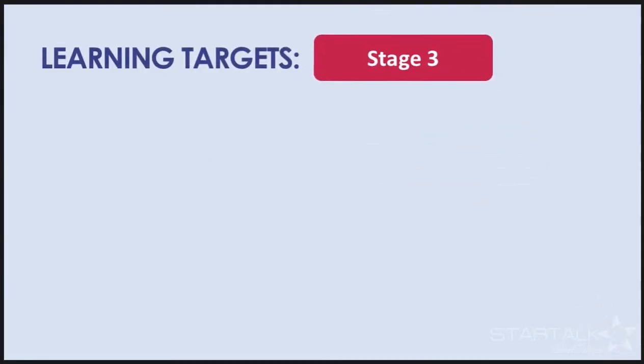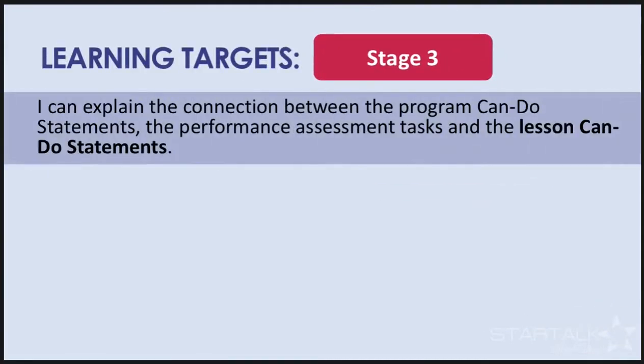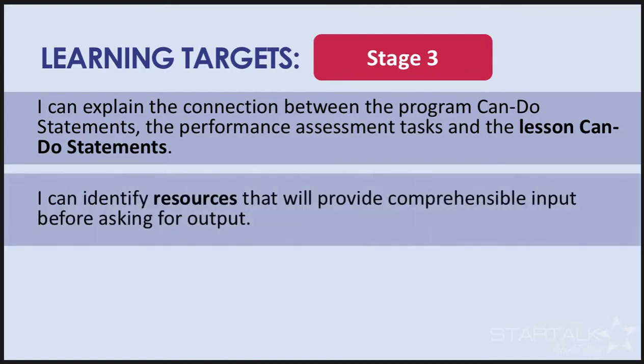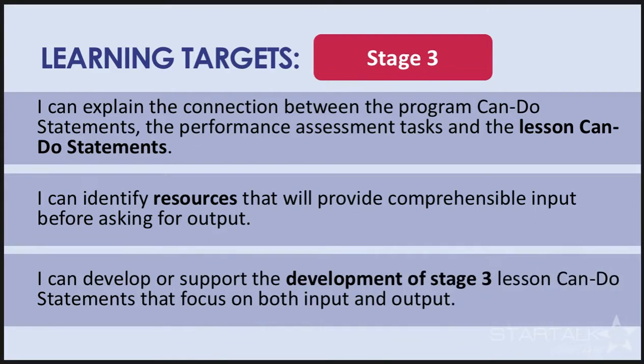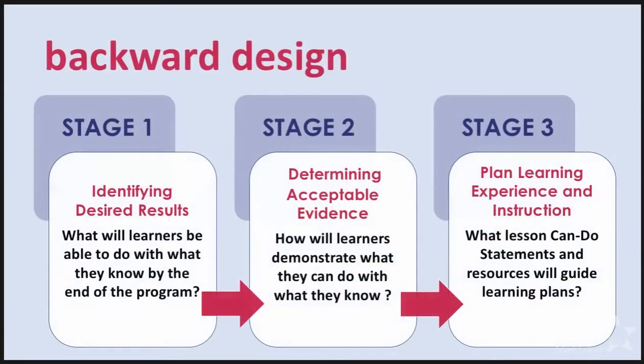Stage 3 has the following learning targets. Participants will be able to explain the connection between the program can-do statements, the performance assessment tasks, and the lesson can-do statements. They will be able to identify resources that will provide comprehensible input before asking for output. And they will be able to develop or support the development of Stage 3 lesson can-do statements that focus on both input and output.